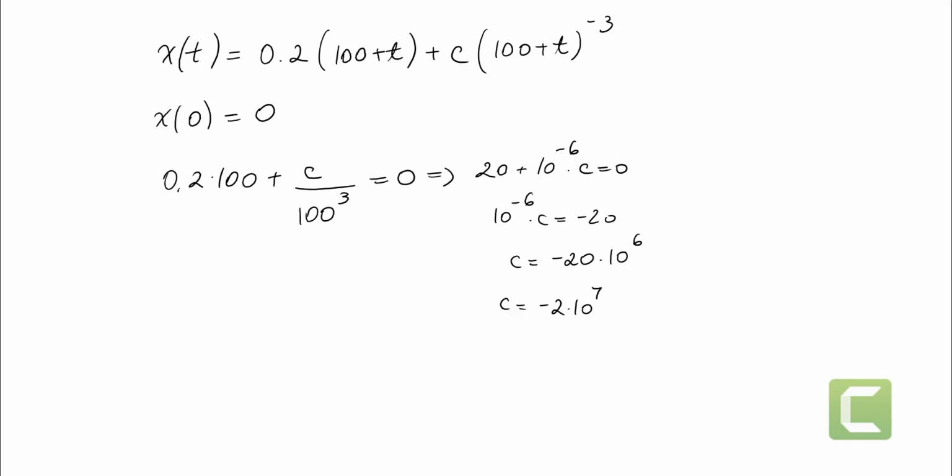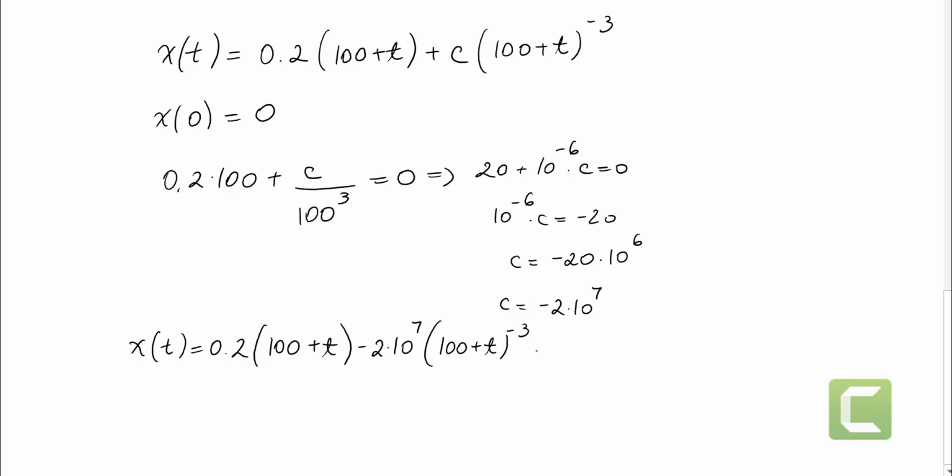And I did a little bit of computation to find c. So x of t equals 0.2 times 100 plus t minus 2 times 10 to the 7 times 100 plus t to the negative 3. So this is the amount of substance at time t.